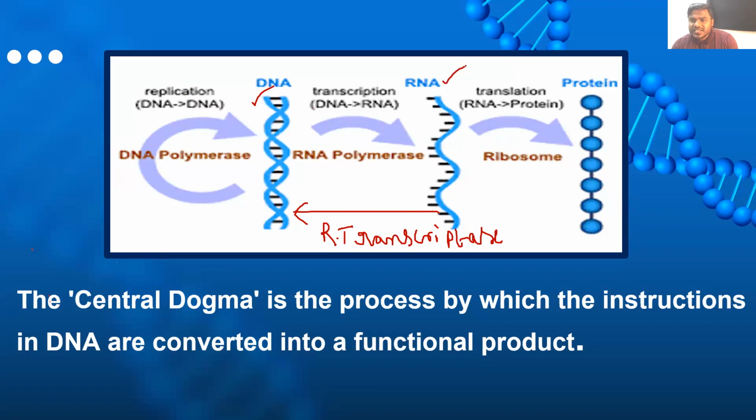The synthesis of RNA from the DNA, what do you call it? Transcription. The synthesis of DNA from the RNA, what do you call it? Reverse transcription. So finally, we have developed a mechanism. We understood a mechanism that RNA can also give rise to the DNA.